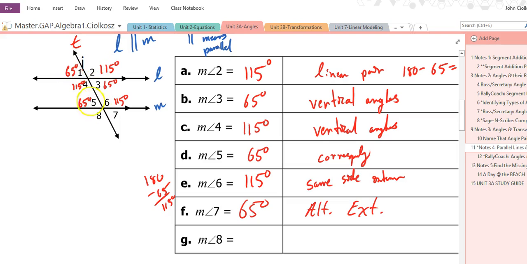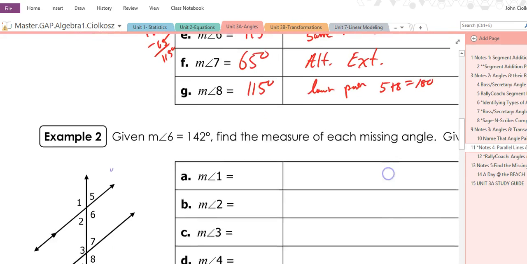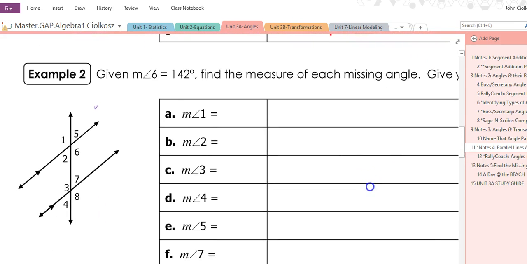And if we use that same idea here, let's go with linear pair again. So 5 and 8 are on a line. So, linear pair. So that means 5 plus 8 has to equal 180. So here, we'll find again 8 is going to be that 115. So, using similar logic, go ahead and complete example 2 now as homework.